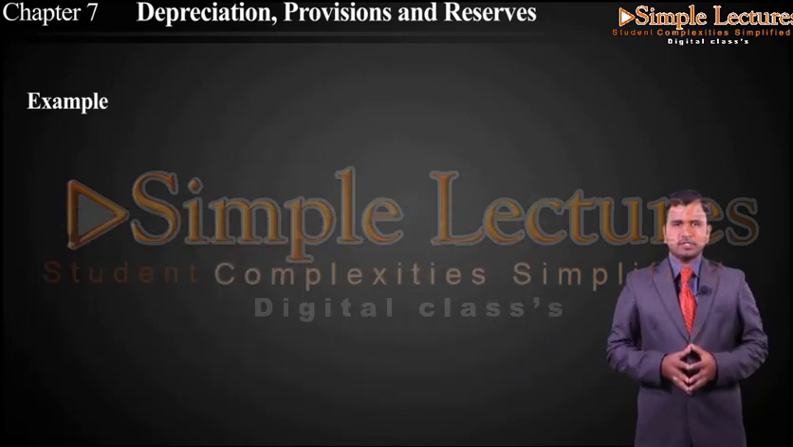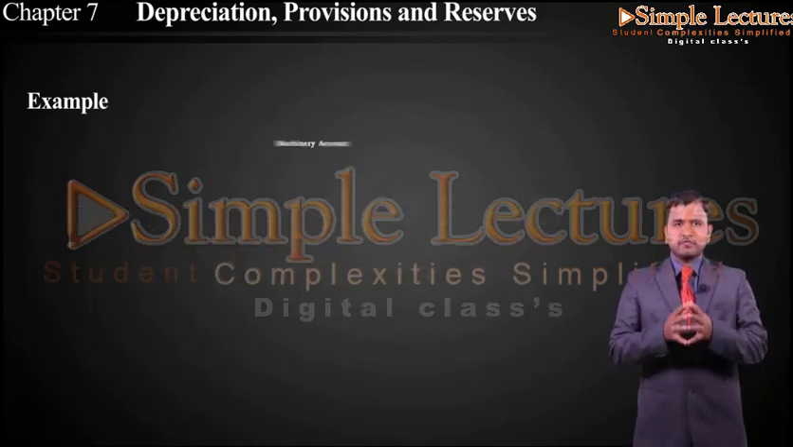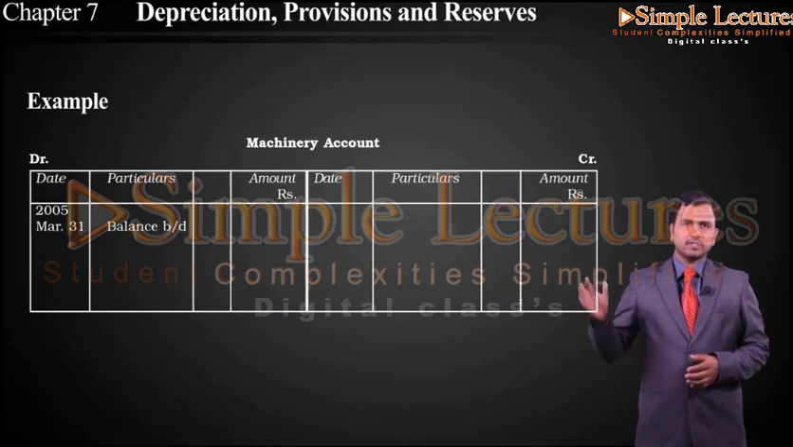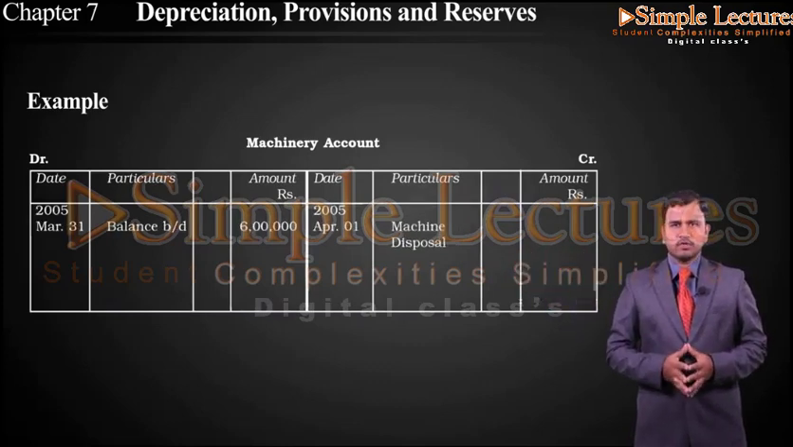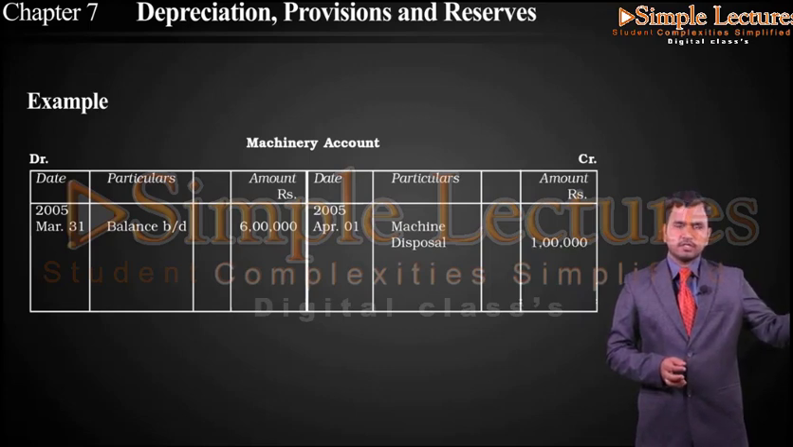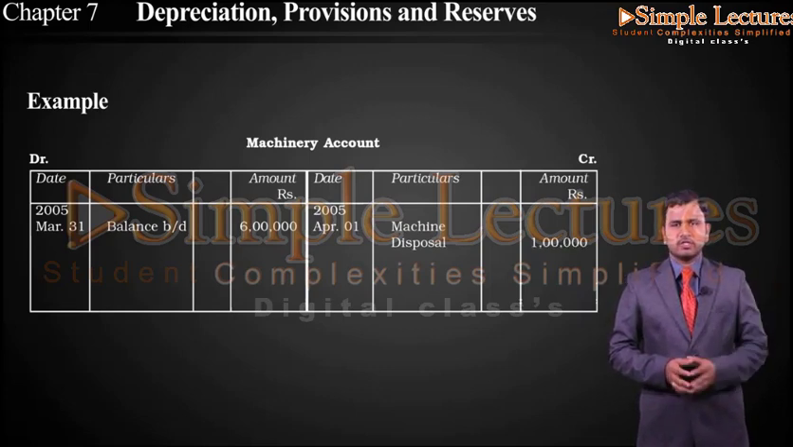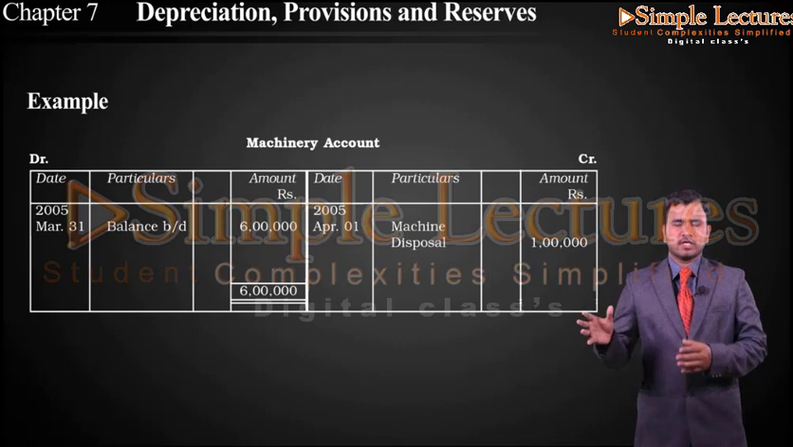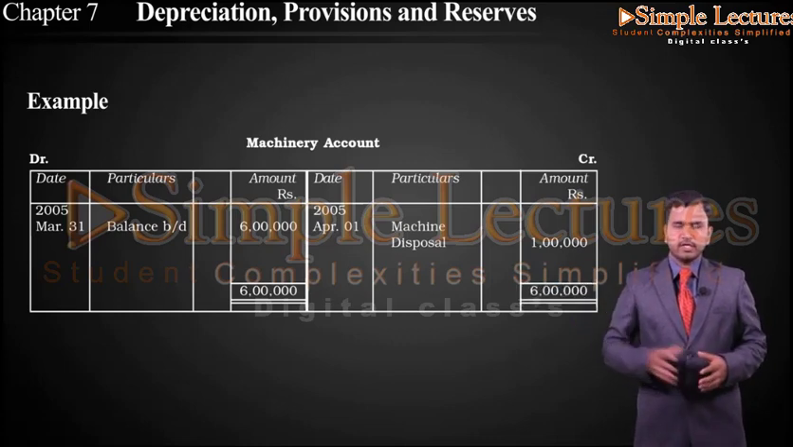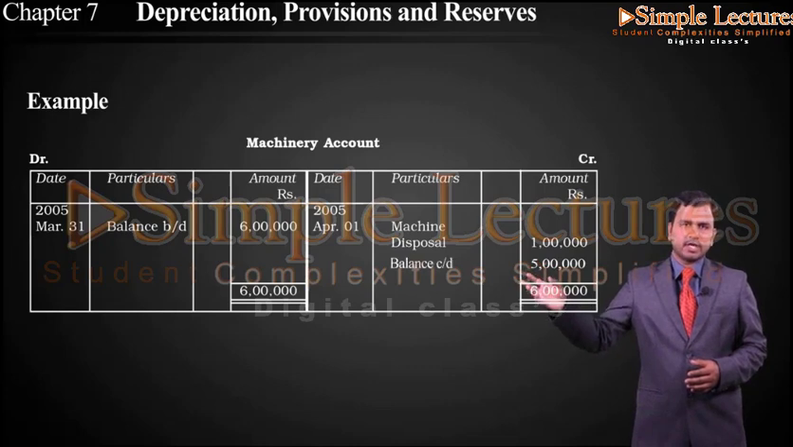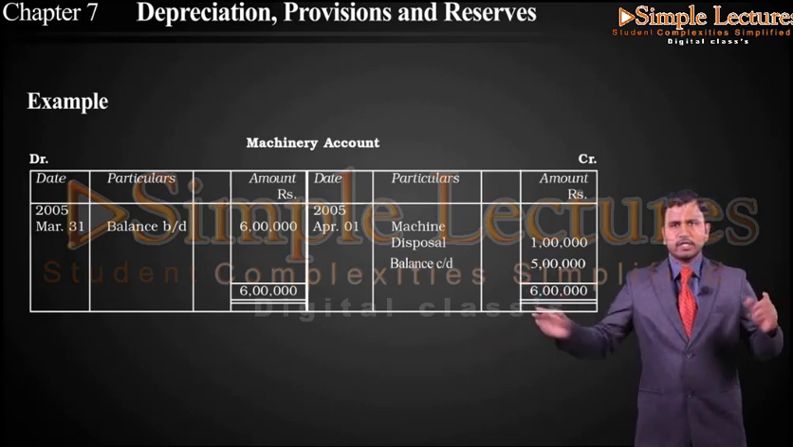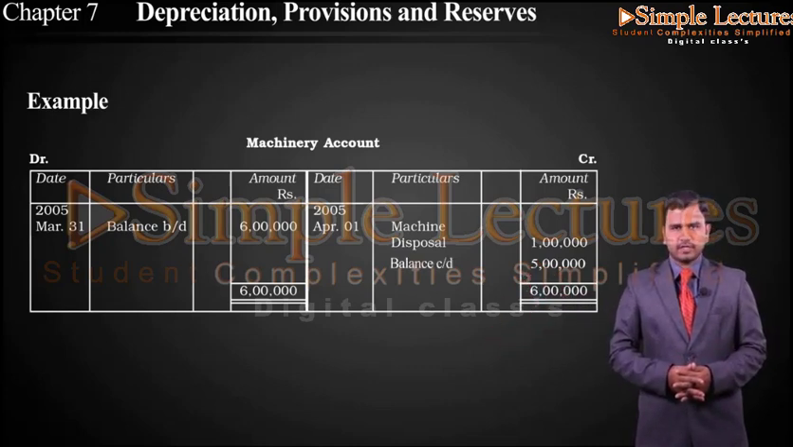Then we will see how the machinery account will be prepared. Coming to the machinery account, the balance brought down to the debit side is 6 lakhs, and the disposal of the machinery, 1 lakh, will be considered in the credit side. Then the total will be 6 lakhs on both sides. Then the balance carried down, which will be 5 lakhs, in the credit side. Then again in the debit side, balance brought down 5 lakhs.